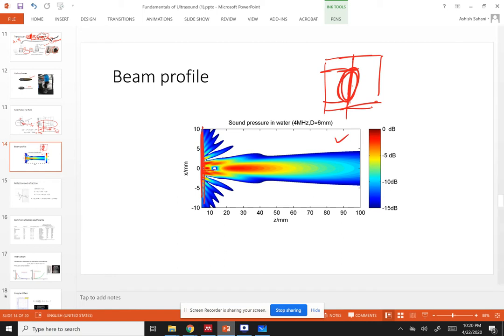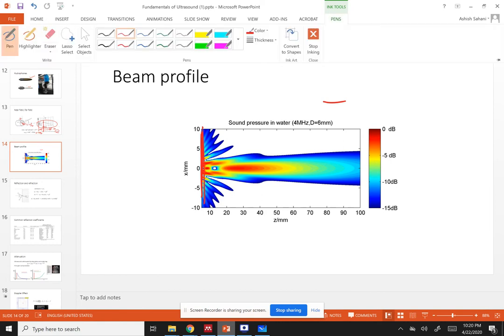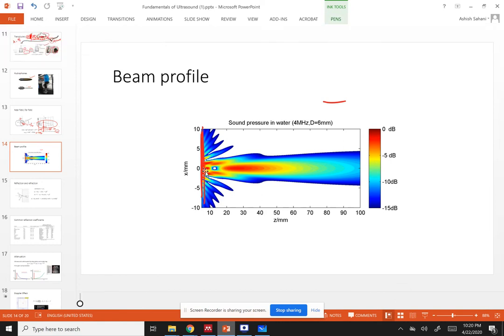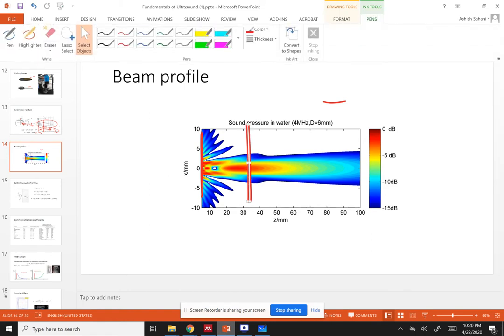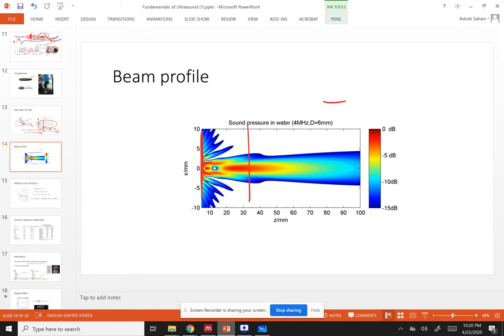So this is the center line. This center line actually corresponds to this wave.